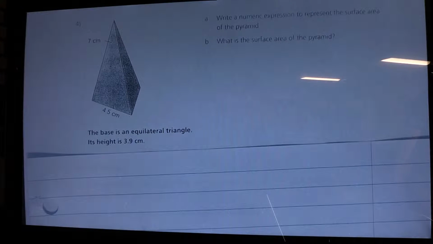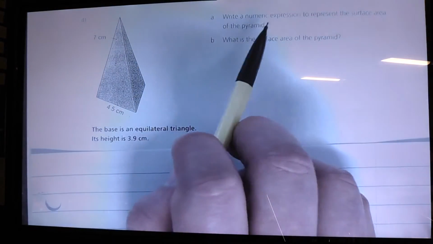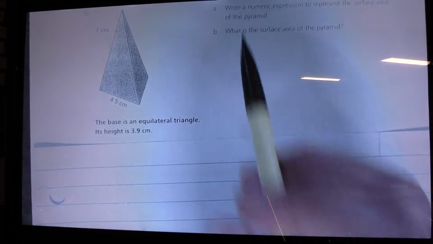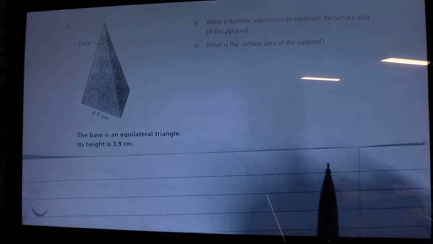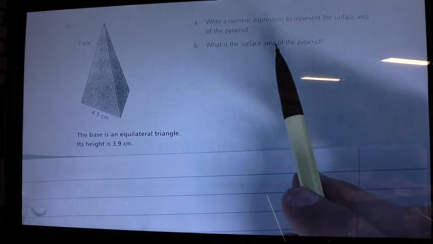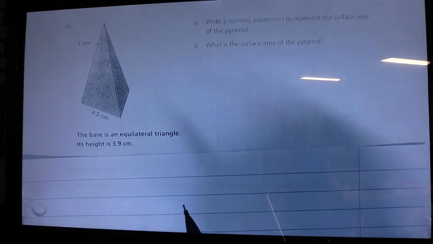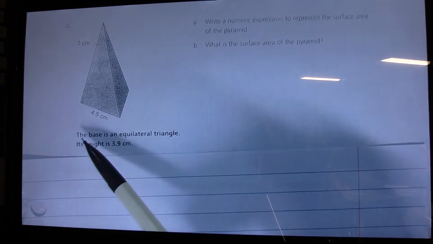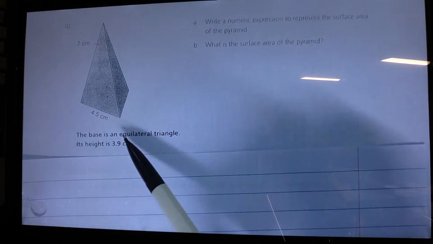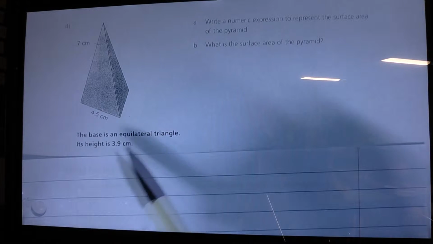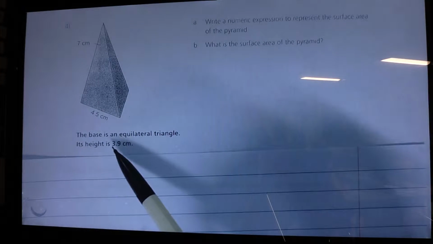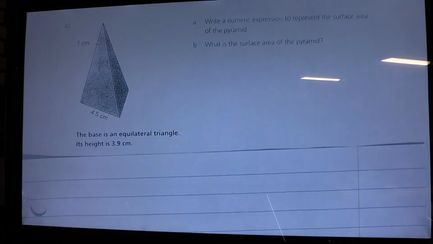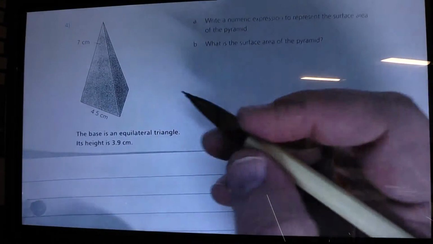Now let's look at what it's asking us to do. It says write a numeric expression to represent the surface area of that pyramid, and wants to know what the surface area of the pyramid is. The information that they provide, aside from the model here, is that the base is an equilateral triangle, and the height is 3.9 centimeters. So let's talk about the height of the equilateral triangle.